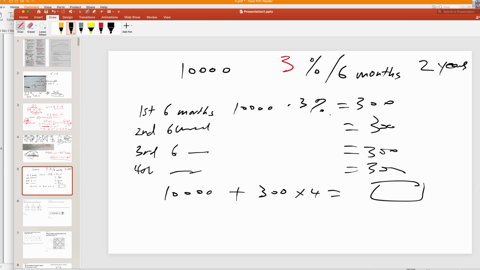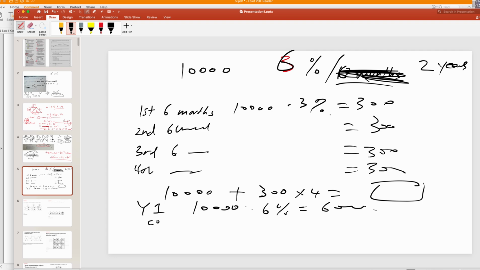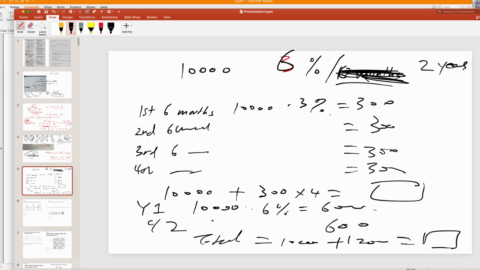This is one approach. The other approach is they give you in 6 months, right? So 6 months is 3%. So does it make sense? 6% is 12 months, which is 1 year lah. So you can do it this way. So your year one is times 6%, so it's 600. So year 2 is the same thing, 600. So the total is still the same, times 1200. So you should end up with the same answer. So this is also another flavor.